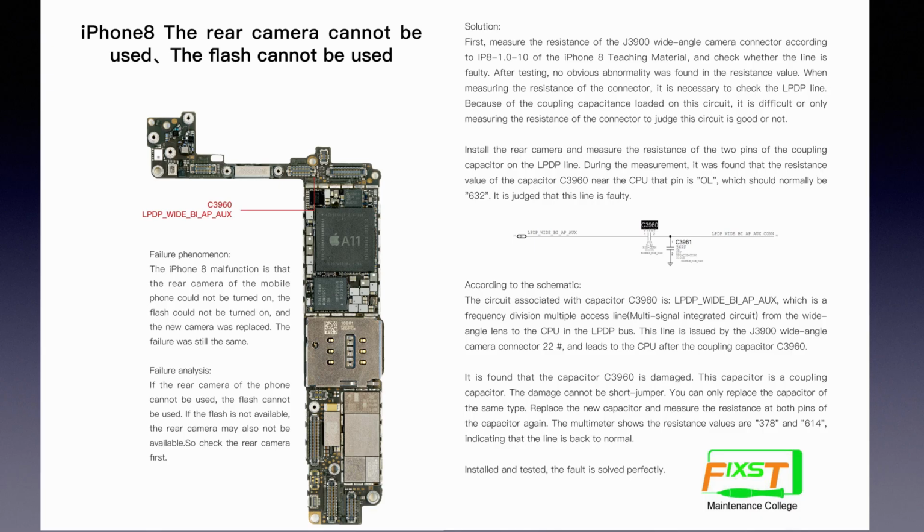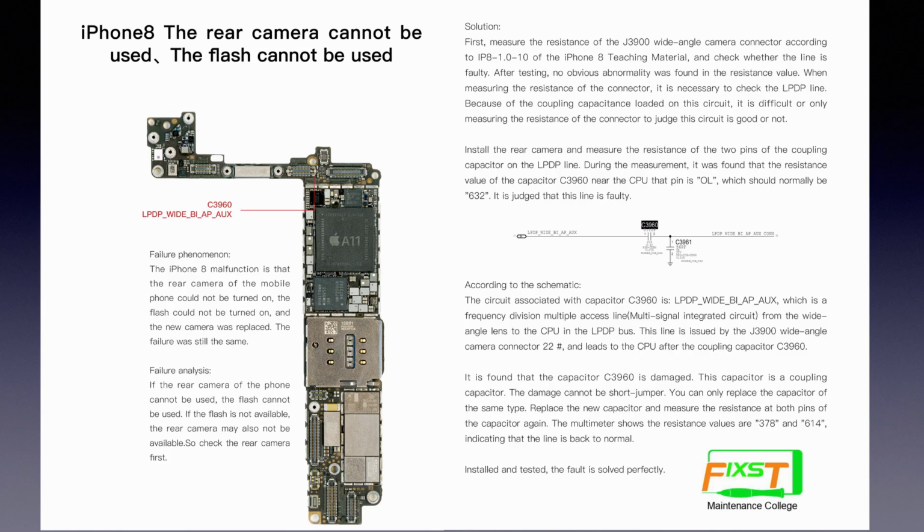Before the class, we have been talking about this: if the back camera cannot be used and the flashlight cannot be used. And if the flashlight is not available, the back camera maybe also will not be available. So we need to check the back camera first.